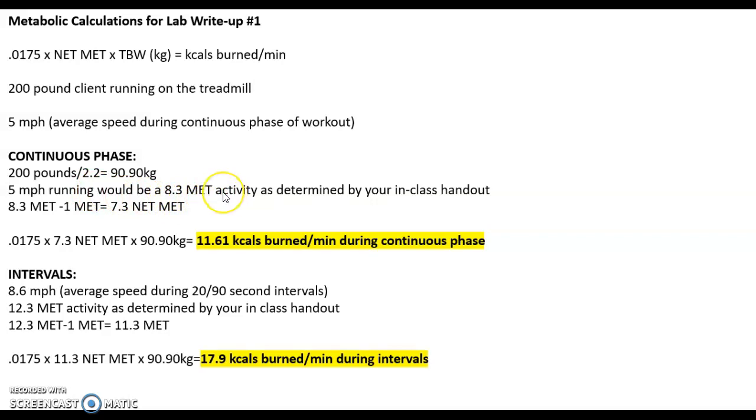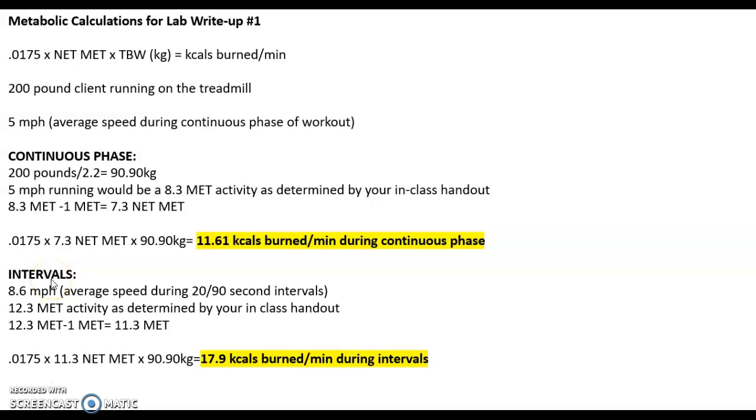And that can be found on that handout that we gave you that has your equations on one side and then the estimated energy expenditures on the other. We want to find net MET level, so we're going to take 8.3 METs, subtract our 1 MET, and get a 7.3 net MET. So now we have all of our information to be able to plug into that equation. So we'll take 0.0175, multiply that by our net MET level, which was 7.3, and then our client's body weight in kilograms, which was 90.9. Therefore, our answer is 11.6 calories burned per minute during the continuous phase of exercise.